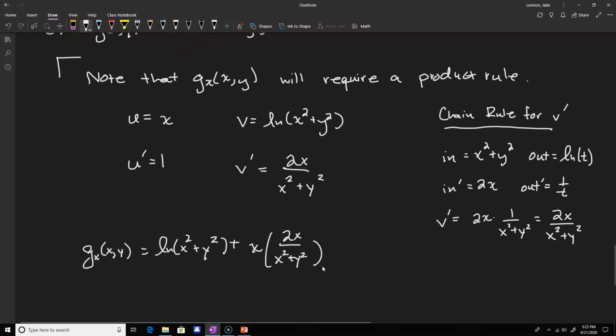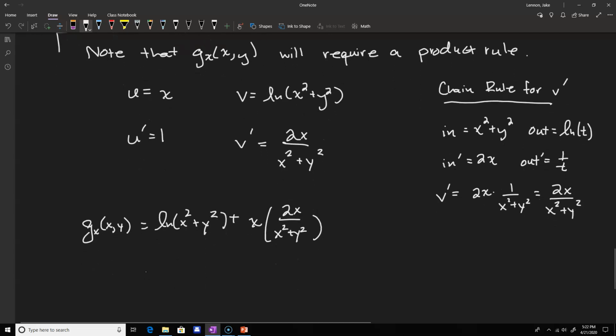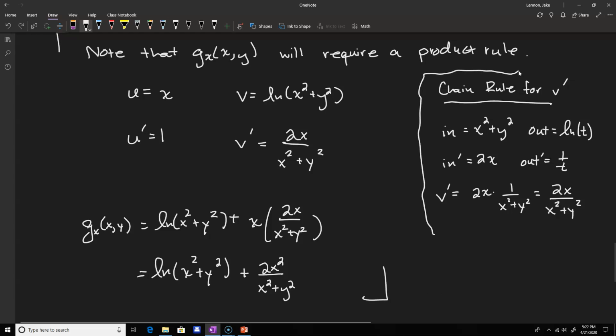So x can be viewed as a fraction as x over 1. So we can simplify this to the natural log of x squared plus y squared, plus 2x squared over x squared plus y squared. Okay, so that will be that. Again, this is kind of like scratch work for finding v prime.